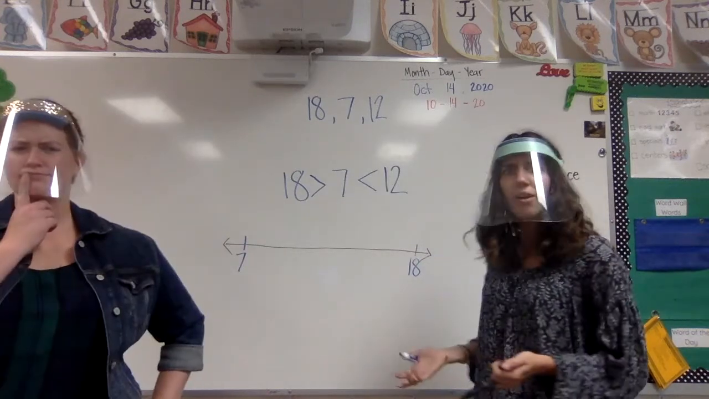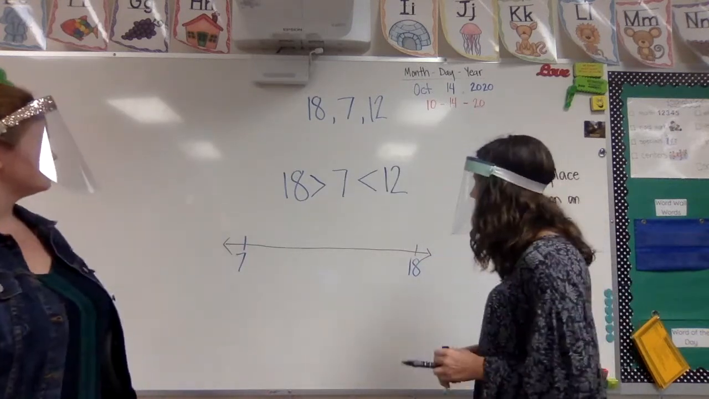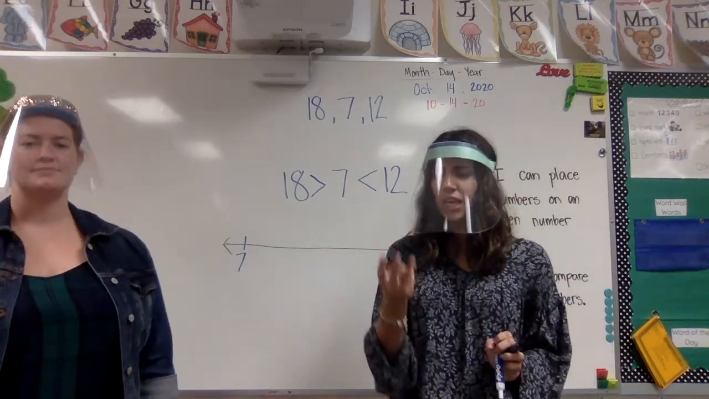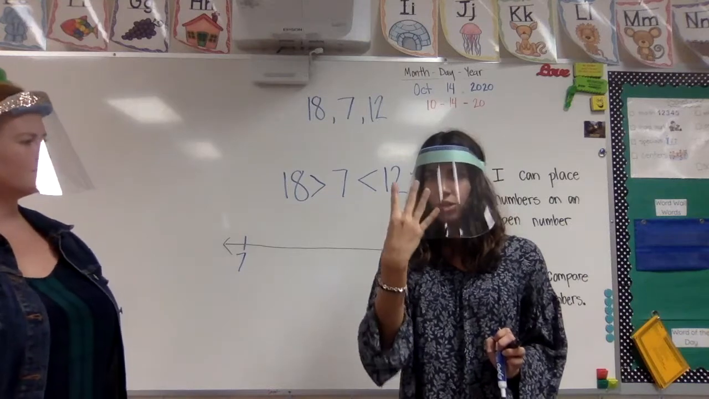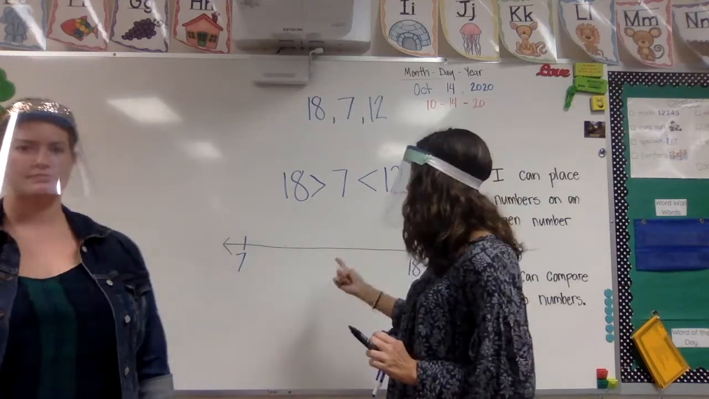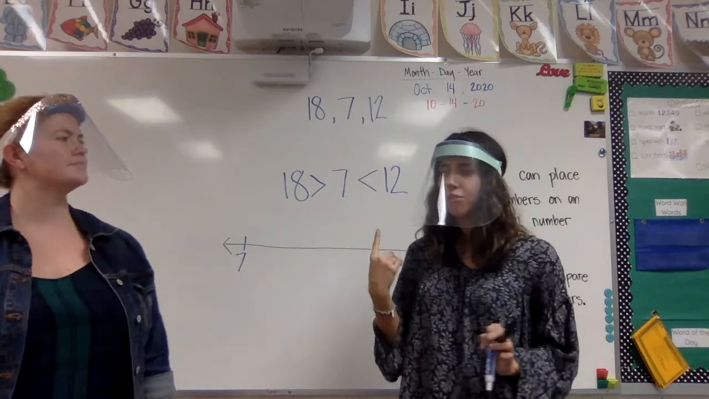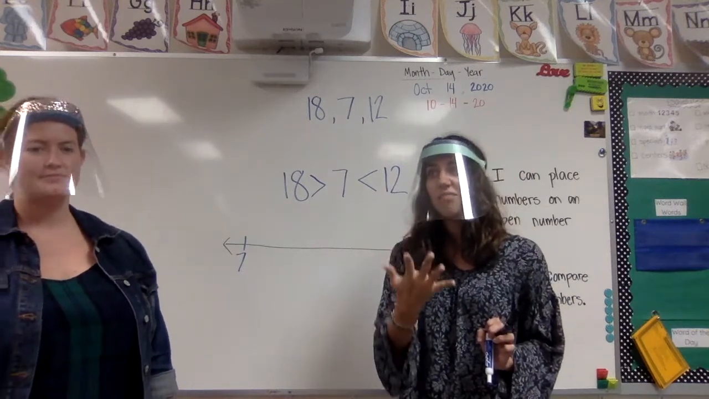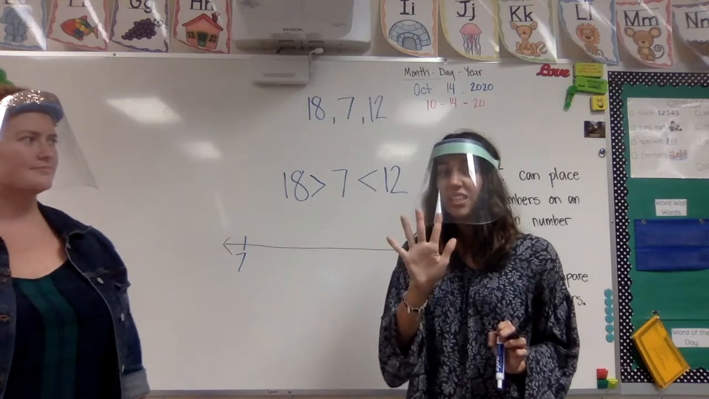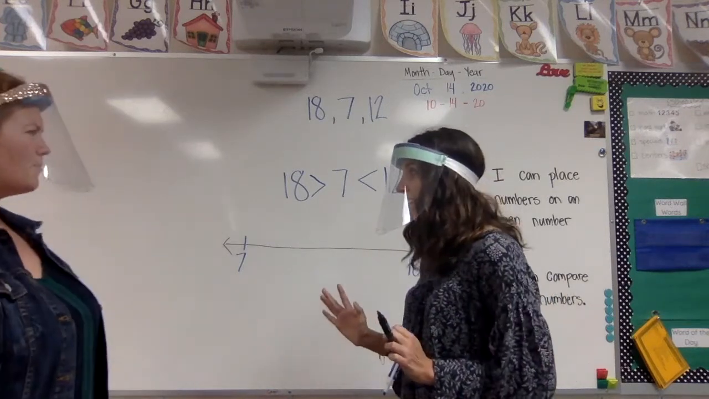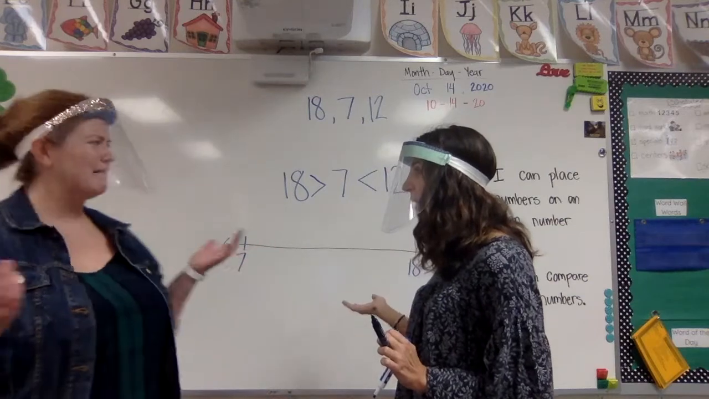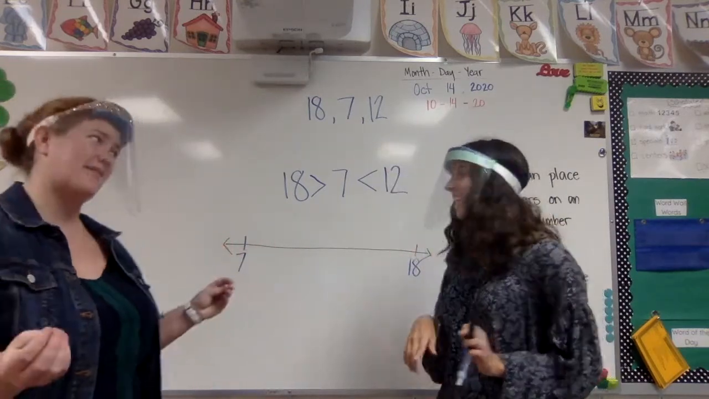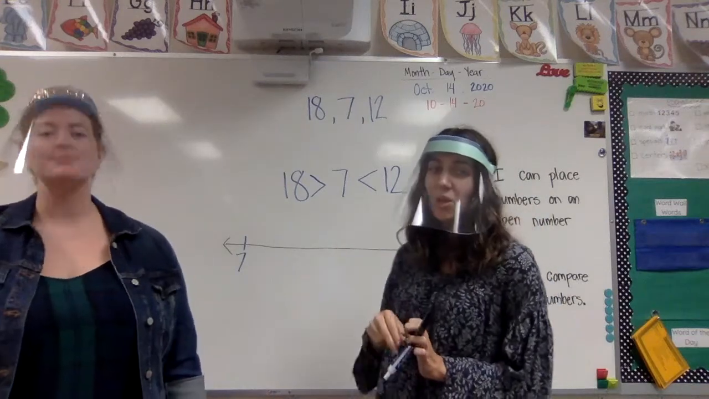Now, I have to figure out which side 12 is closer to. So I have 7, 8, 9, 10, 11, 12. So there would be 4 spaces in between 7 and 12. And then we would have 12, 13, 14, 15, 16, 17, 18. That's 5 spaces. Wow, Miss Lustigo. Almost in the middle. But it was still just a little bit closer to the 7. It was one number closer to the 7.